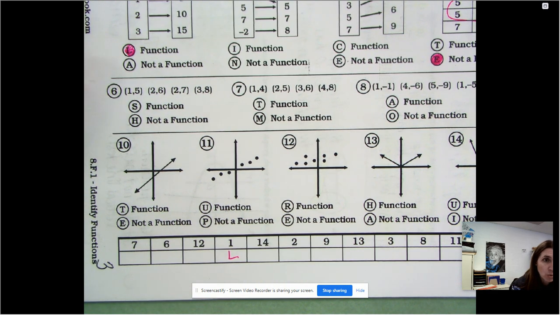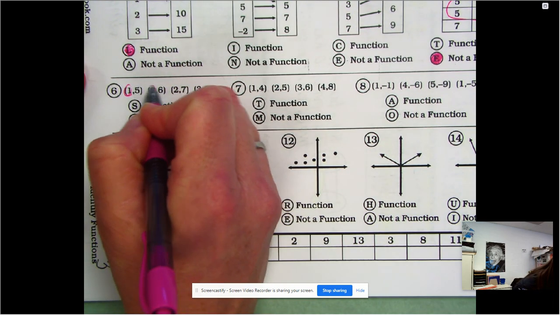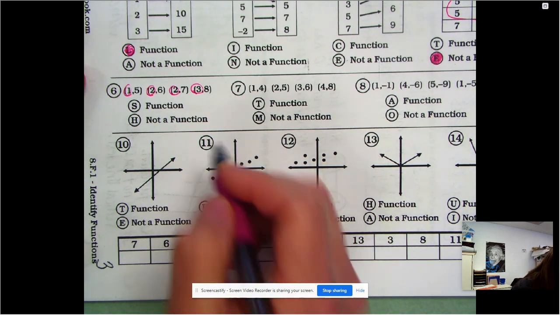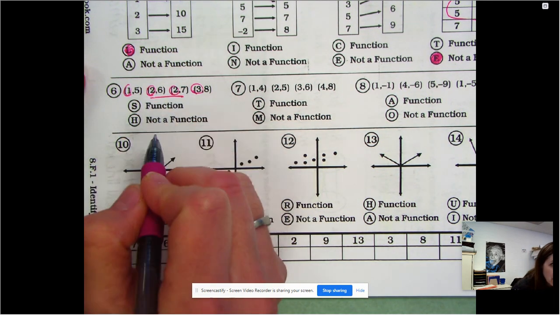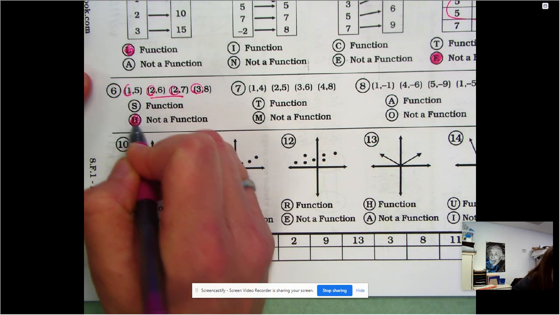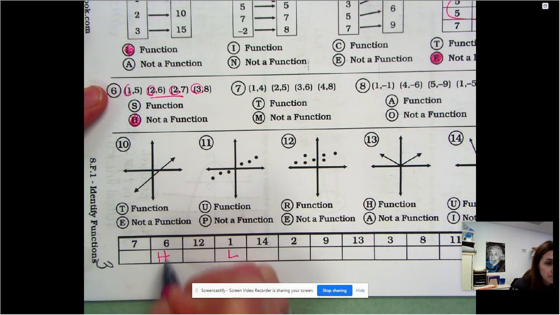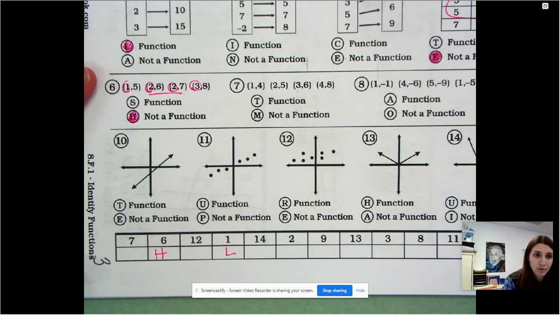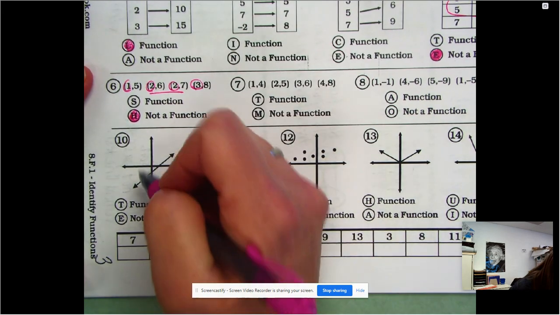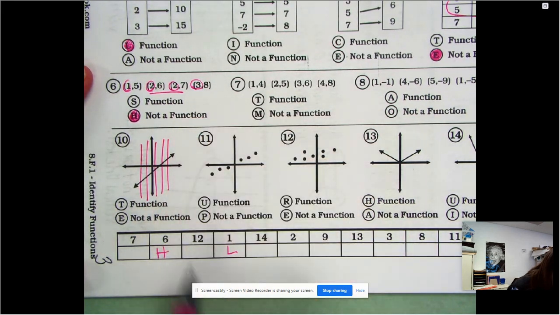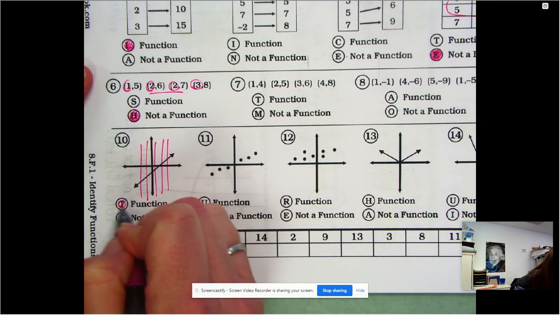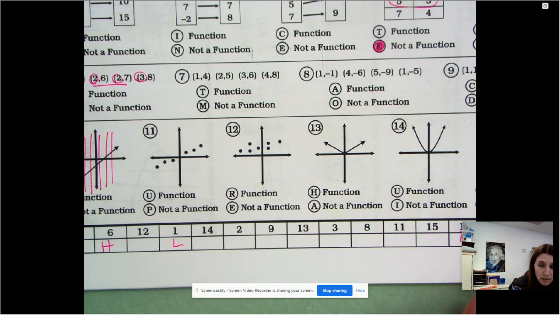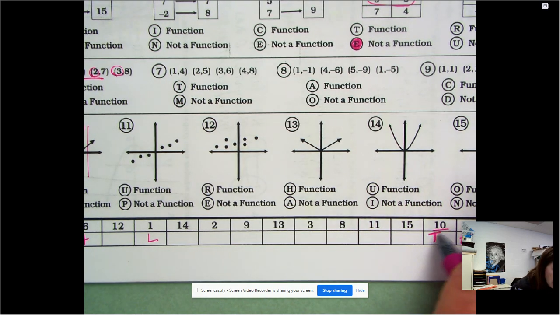For your coordinates, again, looking at your X values, your inputs, does any X value repeat there? Yeah, the 2 repeated. And we have a 6 and a 7 as the outputs, so it's not a function. So for number 6, I'm going to put an H. Again, I'm giving you one example, and you just do the others based on that example. And then for the graphs, I hope we are getting better at using the vertical line test. Does that pass the vertical line test? Absolutely. So it's a function. So for number 10, I put a T, which is over here. That's a crazy T. There's a T.